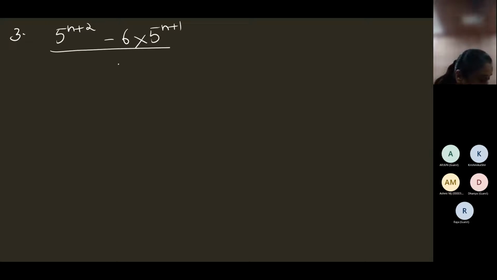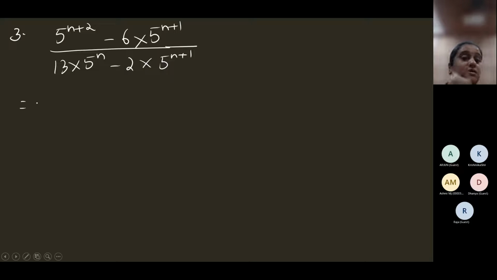The third question is evaluate 5 to the power n plus 2 minus 6 into 5 to the power n plus 1 divided by 13 into 5 to the power n minus 2 into 5 to the power n plus 1. All right. So how do we do this?